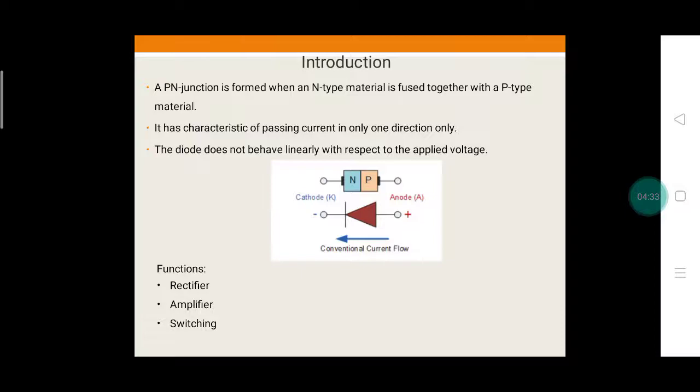Now the diode, with the help of a diagram, can be expressed like this. This is a diode in which n-type and p-type materials are combined to create a diode. In the symbol, we can draw it like this, with the positive side as the anode and the negative side as the cathode. What are the applications of a diode? It can be used as a rectifier, amplifier, switching circuit, etc.